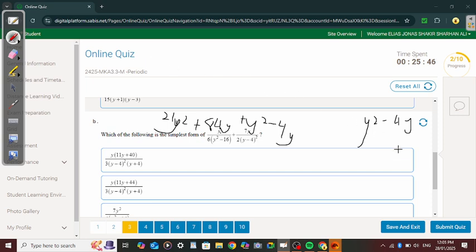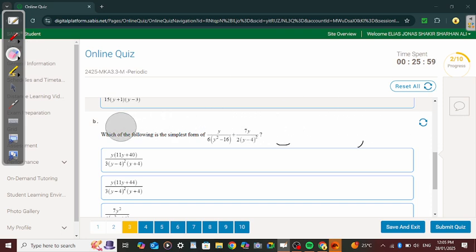Okay, so 21y squared plus y squared is going to be 22y squared. 84y minus 4y is going to be 80y. So we get 22y squared plus 80y. And we didn't find the denominator yet. Let's just find this really quick.